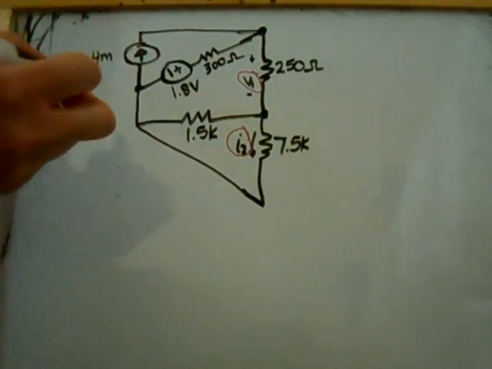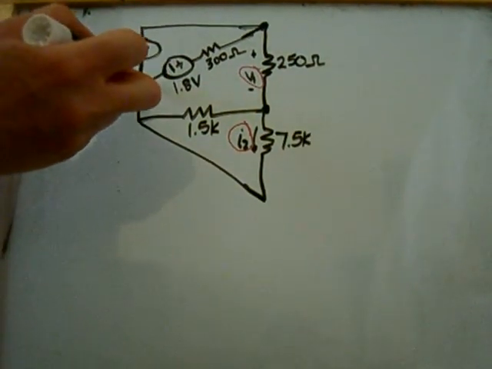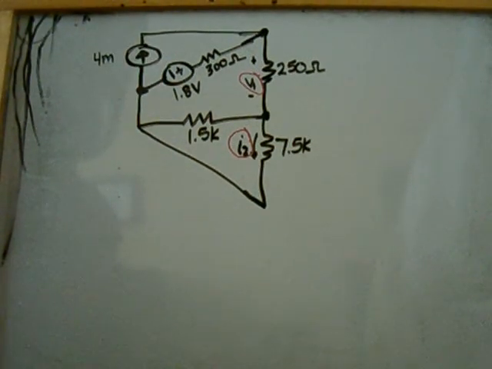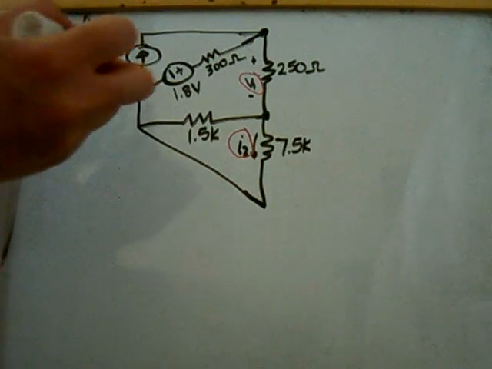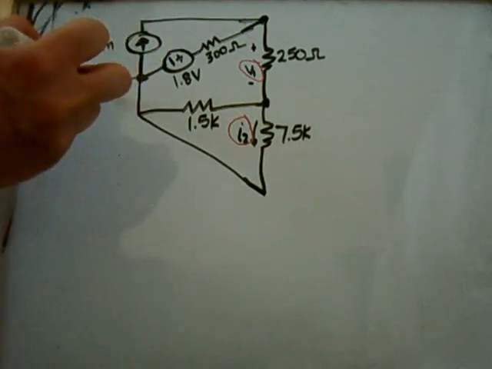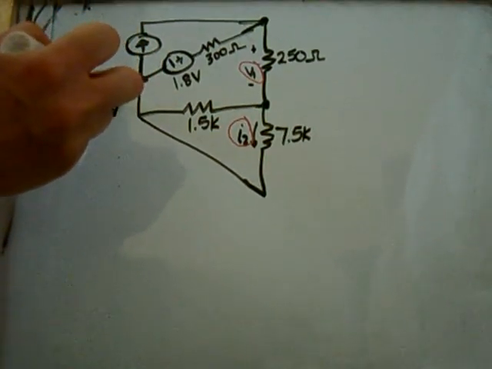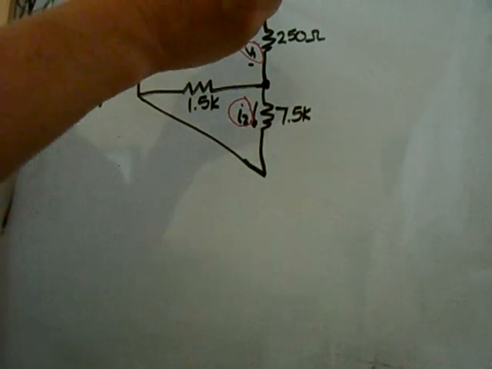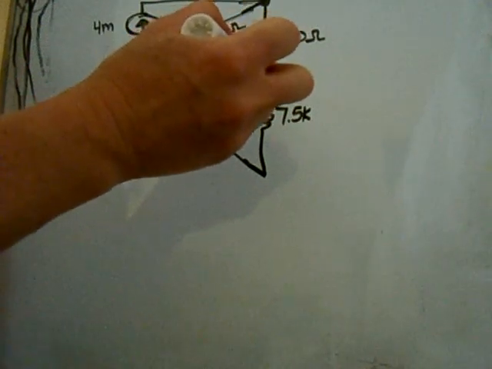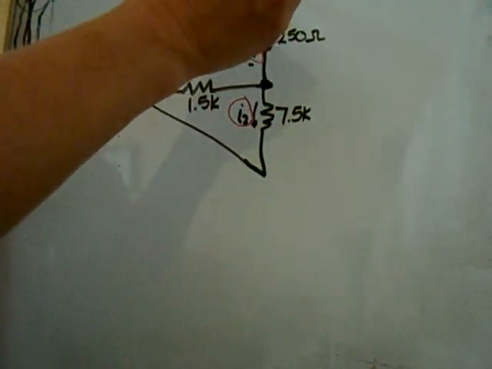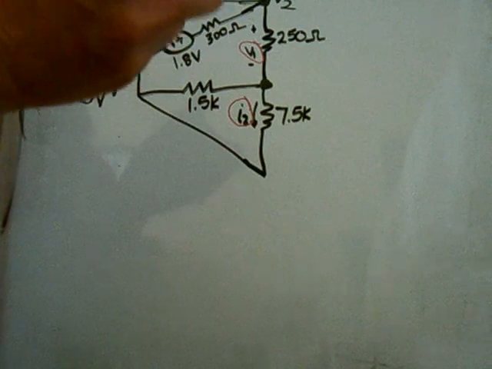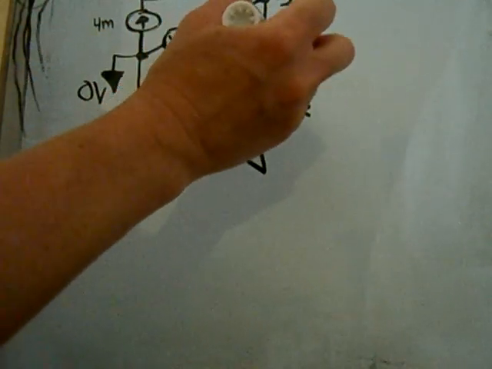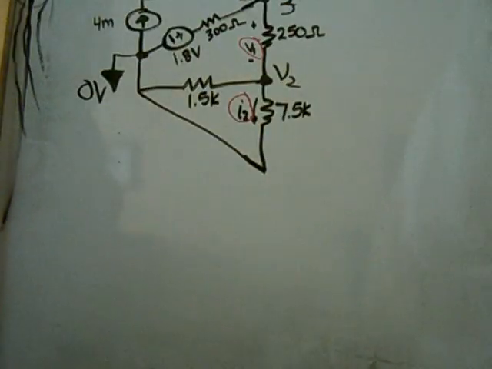first a reference point needs to be placed. So the reference point is always placed in the location where the most branches are connected, which would be here. And I place this reference point with this symbol as 0 volts. I can then label the other node locations. V1's already picked here, so I'm going to call this one V3 on the top and V2 at this location.